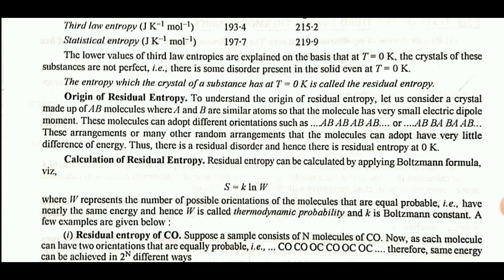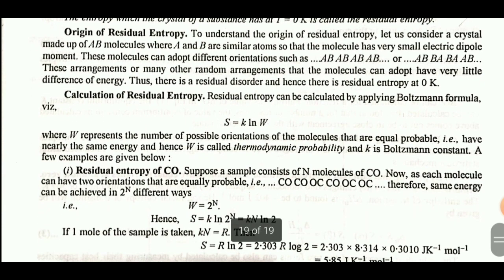Origin of residual entropy. To understand the origin of residual entropy, let us consider a crystal made up of AB molecules where A and B are similar atoms so that the molecule has very small electric dipole moment. These molecules can adopt different orientations such as AB, AB, AB, AB or AB, BA, BA, AB. These arrangements or many other random arrangements that the molecule can adopt have very little difference of energy. Thus, there is a residual disorder and hence there is residual entropy at 0 K.